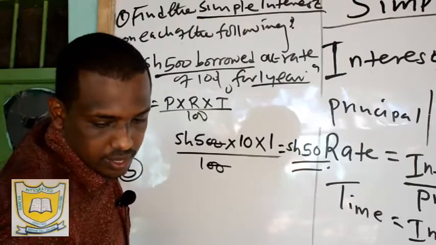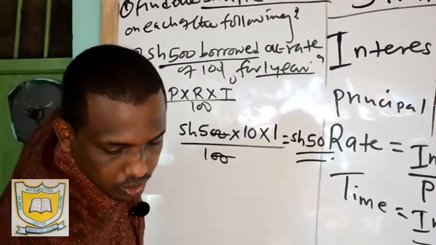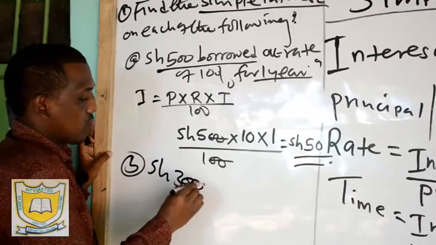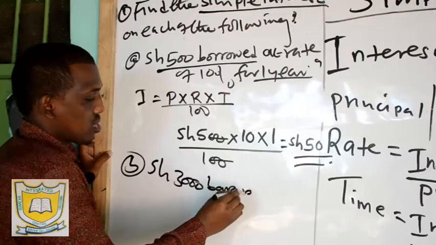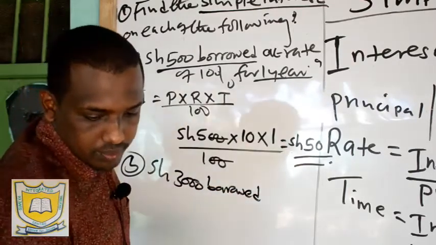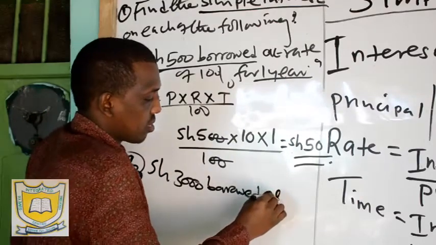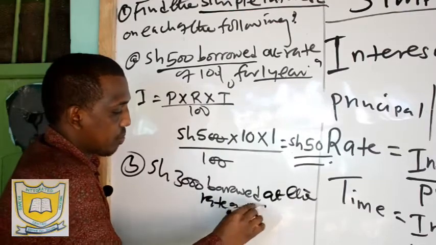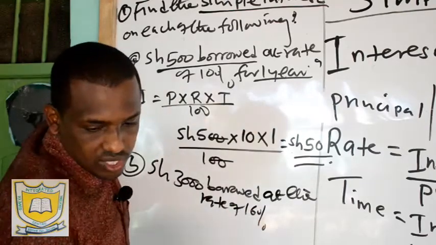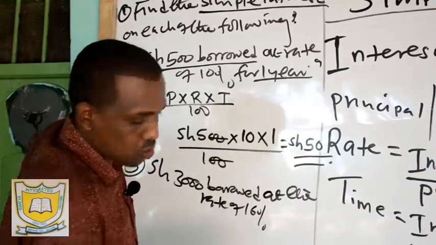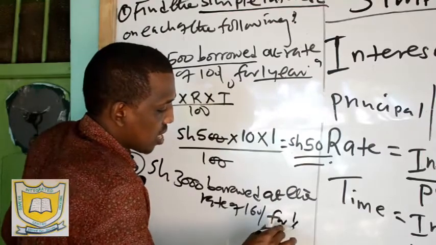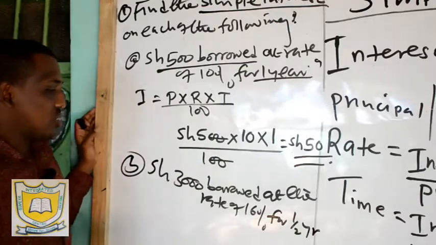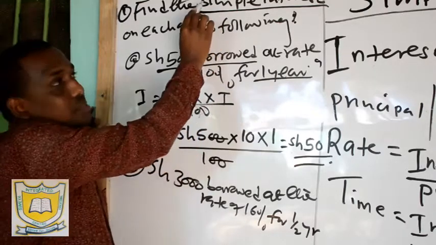Question B. Question B, you are told shillings 3,000 borrowed at the rate of 16% for a half year. So still the question is asking simple interest.